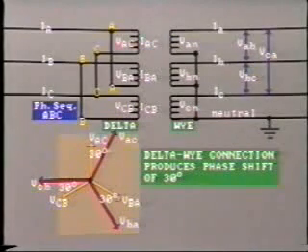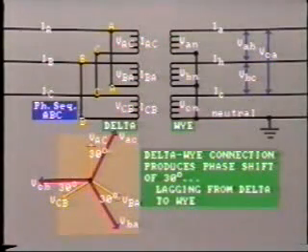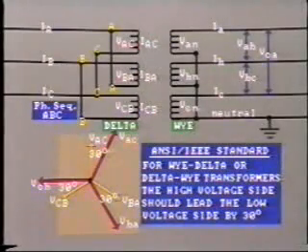This is an important conclusion. This delta Y connection produces a phase shift of 30 degrees. Moving from high voltage delta to low voltage Y provides a 30-degree lag, and vice versa. This is, in fact, in accordance with the ANSI IEEE standard, which states that for Y delta or delta Y transformers, the high voltage side should lead the corresponding low voltage side by 30 degrees.